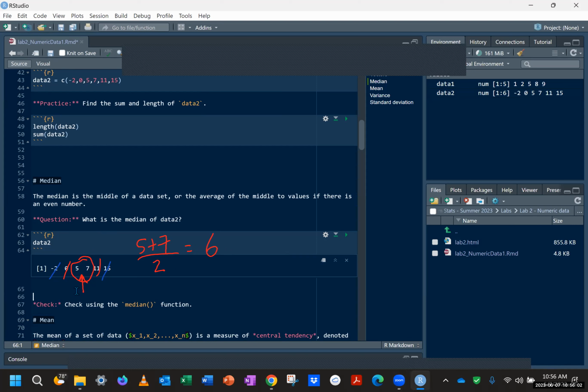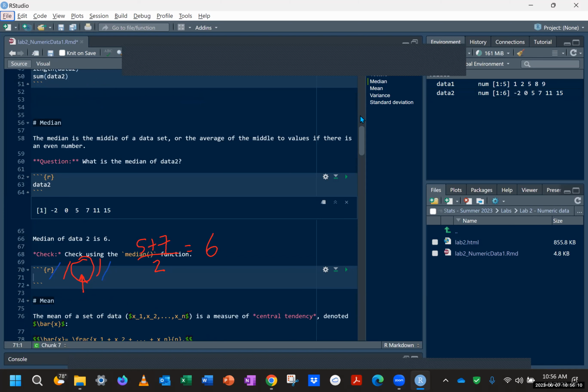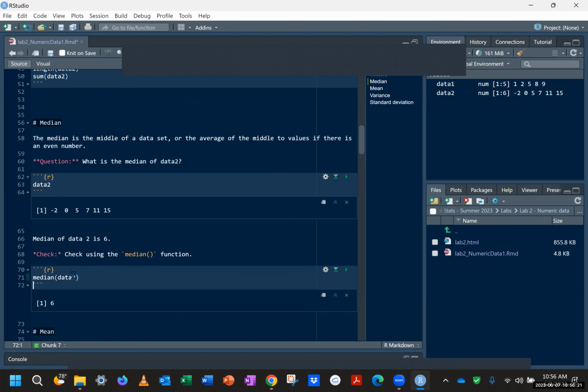I'm going to say 6. Median is 6. But there's also a function we can use to check. We can say median, and all functions are like this. We say median, parentheses, data 2. And so, in fact, it is 6. So we can check ourselves.